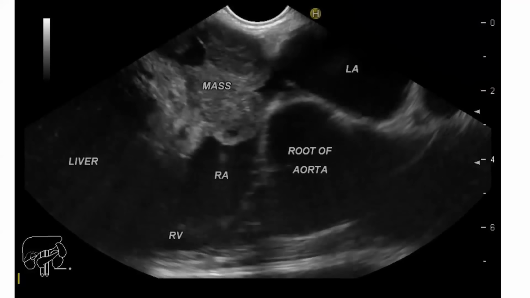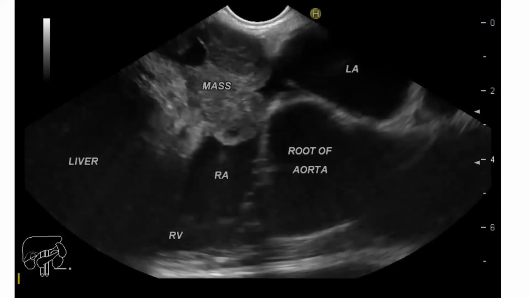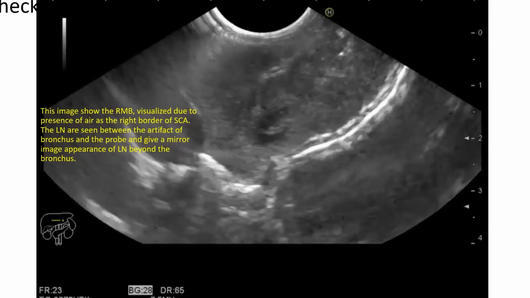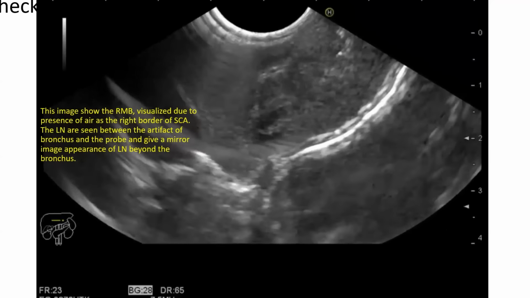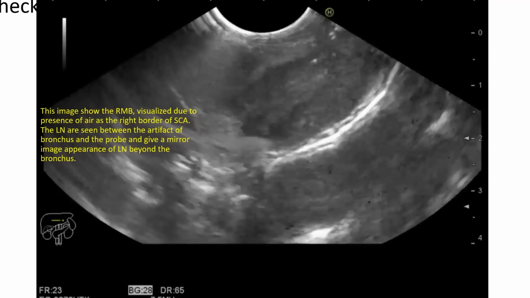In this case, the tumor has invaded anteriorly. It has gone anteriorly into the right atrium. It is invading the right atrium. And in this case, the tumor has invaded the bronchus. We can see the white shadow, which is related to the bronchus.